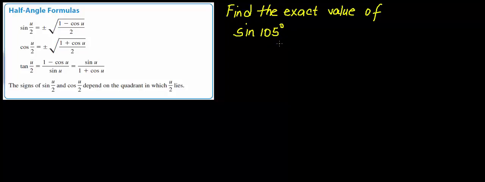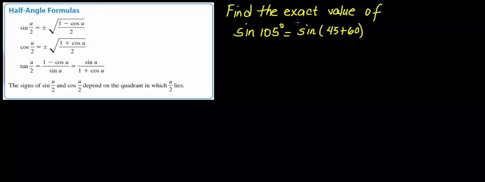This should look familiar to you because we used this same example when we were doing the sum and difference formulas for sine, cosine, and tangent. In that case, we would take this angle and split it into a sum or a difference of two angles whose exact values we knew. So in this example, I can break 105 up into 45 plus 60. But we're not doing sum and difference formulas now. We're going to try and solve that same exact problem using half angle formulas.